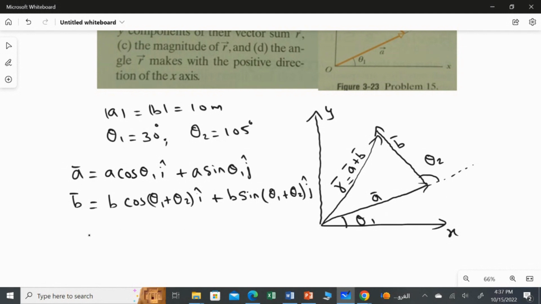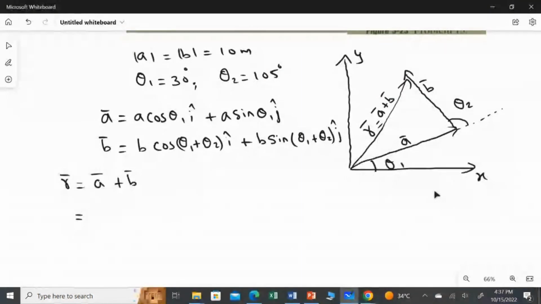Okay, now we have to find the R vector, which is equal to A vector plus B vector. How to write this? We combine the x component of the first vector with the x component of the second vector, and likewise the y component of the first vector with the y component of the second vector. I'm just separating the x component and y component. So I can write the x component of A as well as B.